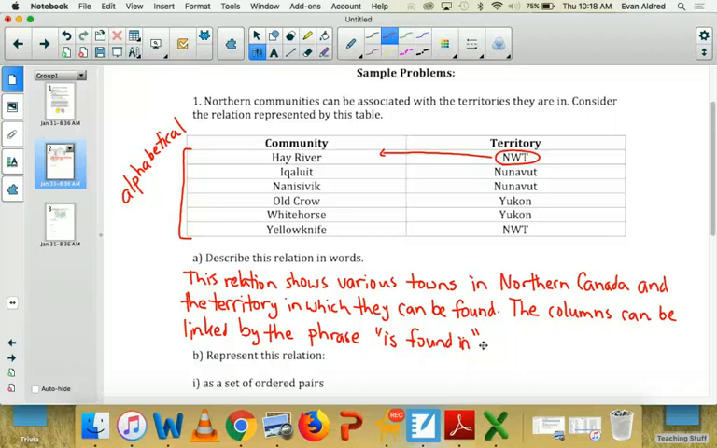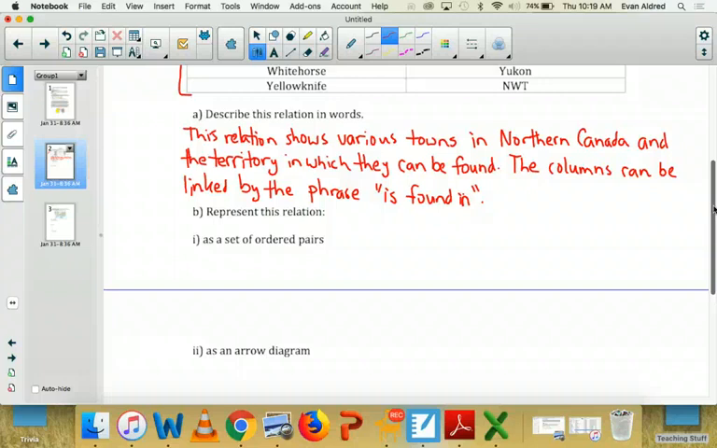So it's important to include that last line because it shows what that linking sentence will be. And we're going to use that again when we get to our arrow diagrams. But in words here, we've clearly described what's happening in the table. And it's important that when you are describing relations in words, you're thorough.